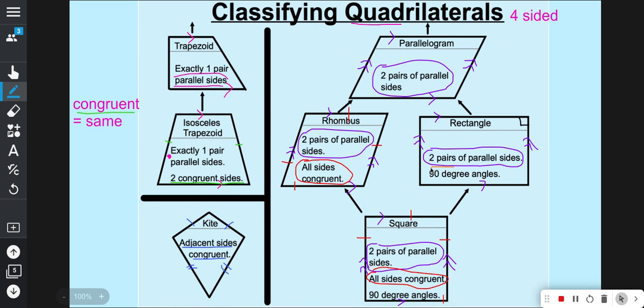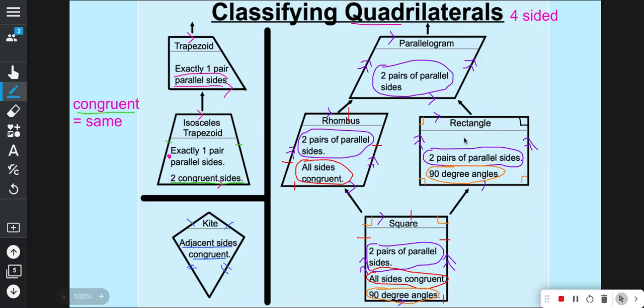rectangle, which is 90-degree angles. So in the corners, we have 90 degrees in our shape. And we make those in as squares. Square also says 90-degree angles. So a square has those 90-degree angles in it.